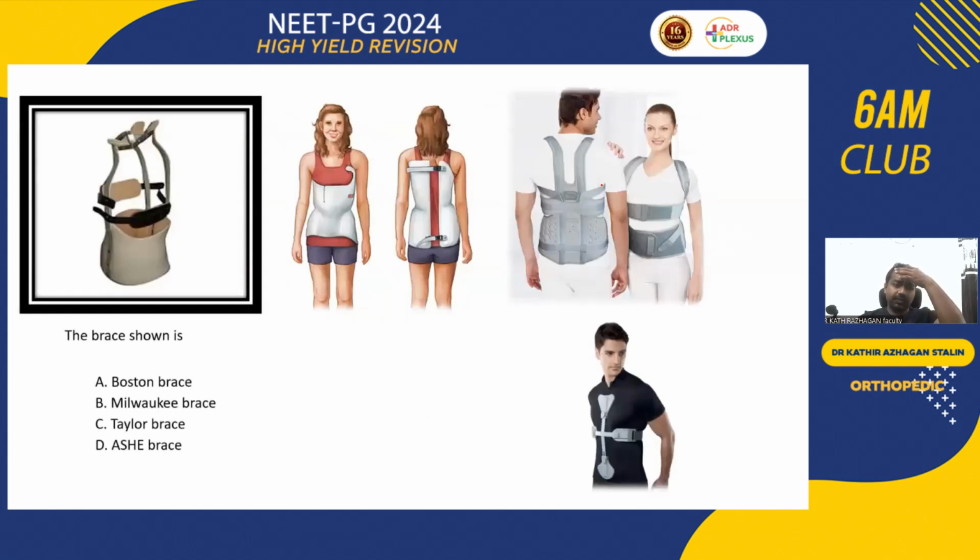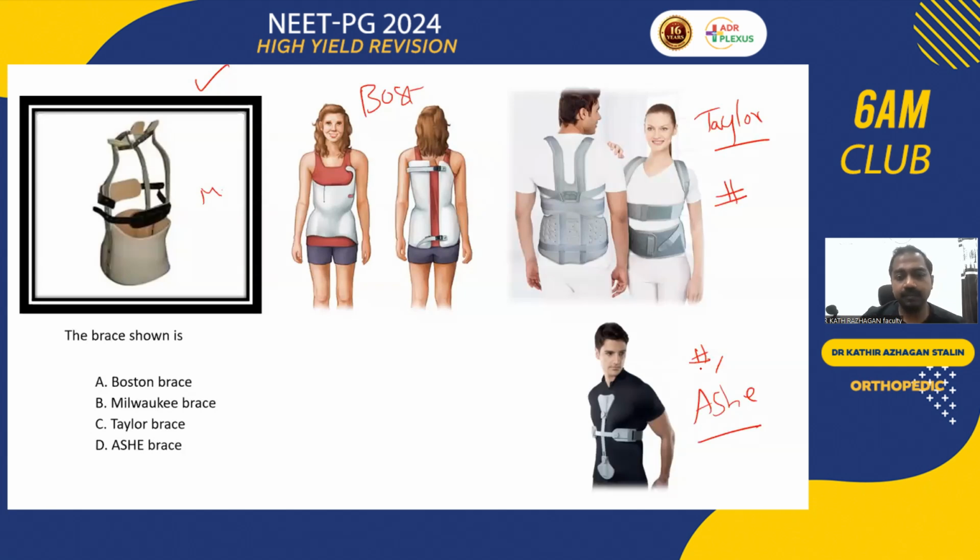And what are all the braces used for scoliosis? This was asked as a question. Milwaukee brace. Then they may ask, what is this? Boston brace. What is this? Taylor's brace. Taylor brace is usually used for fracture. Ash brace, again used for fracture and degenerative diseases. Ash brace: anterior spinal hyperextension, ASHE, anterior spinal hyperextension brace. Hyperextension brace, like that.